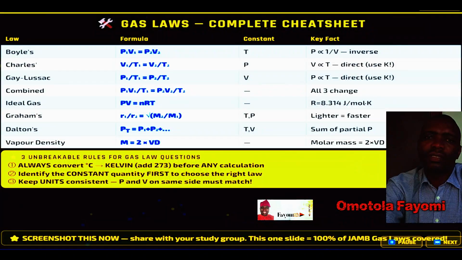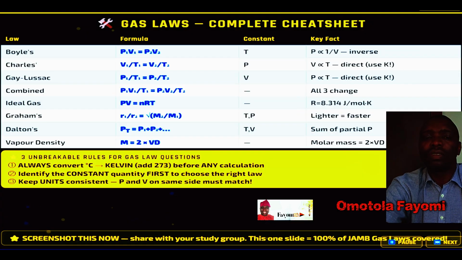And here it is, your complete gas laws cheat sheet. 8 laws, all formulas, all conditions, all key facts in one table on one slide. Screenshot this right now. Every gas law formula you will ever need for JAMB. Boyle's, Charles', Gay-Lussac's, combined, ideal, Graham's, Dalton's, and vapor density, and the 3 rules that govern them all.